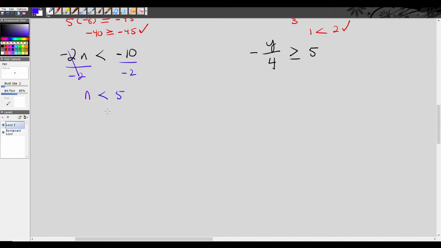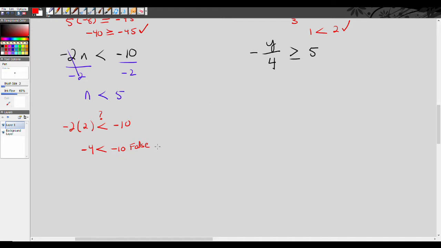So let's test this solution and see if it works. How about 2? Is 2 less than 5? Yeah. So we're going to say, okay, negative 2 times our chosen value for n, 2, is that less than negative 10? So we're going to work that out. Negative 2 times 2 is negative 4. So is negative 4 less than negative 10? No, it's not. This is a false statement. Negative 4 is not less than negative 10.